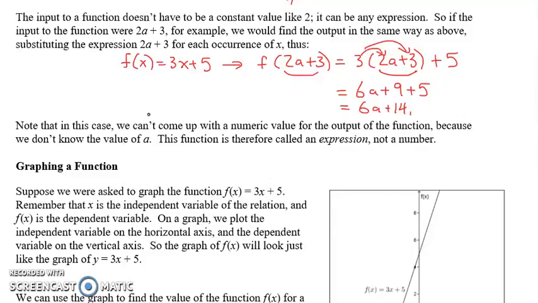Note that in this case we can't come up with a numeric value for the output of the function because we don't know the value of a. The result is therefore an expression, not a number.